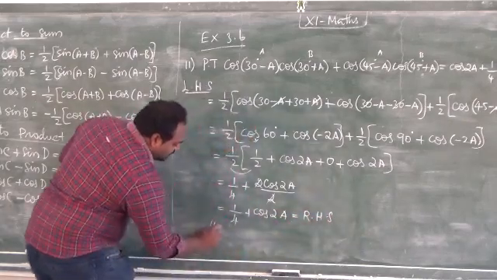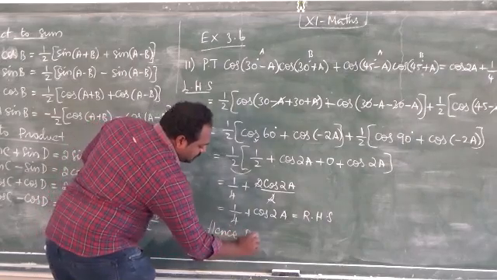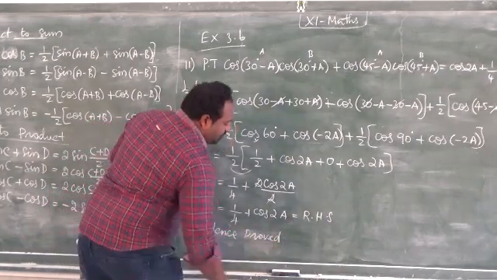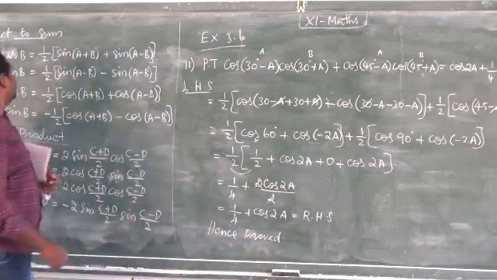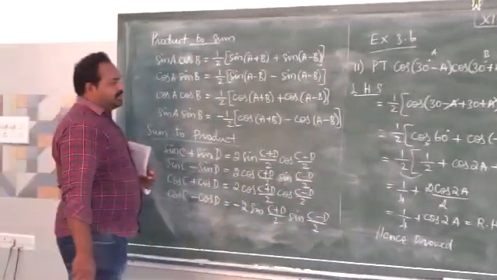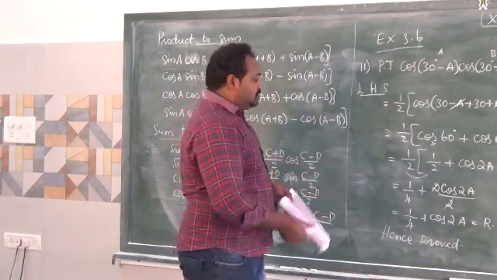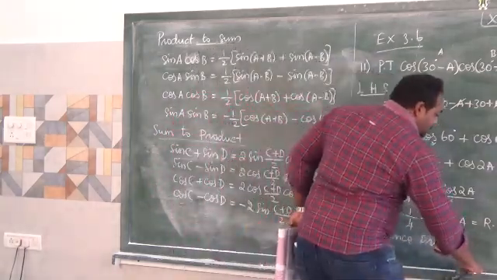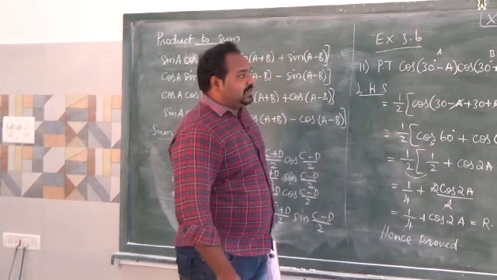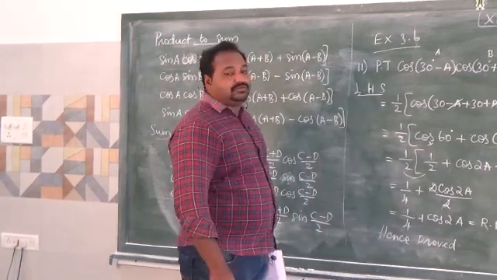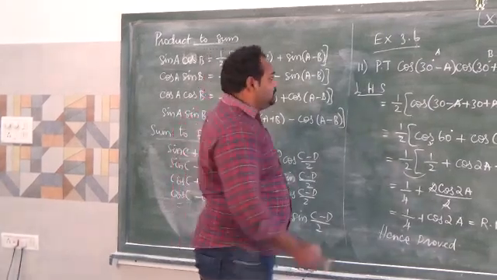Hence proved. These are the problems which use the product to sum and sum to product identities. Without these identities, we can't solve this problem, so the identities are very important. Please memorize all the identities and keep them at your fingertips to solve problems very quickly.